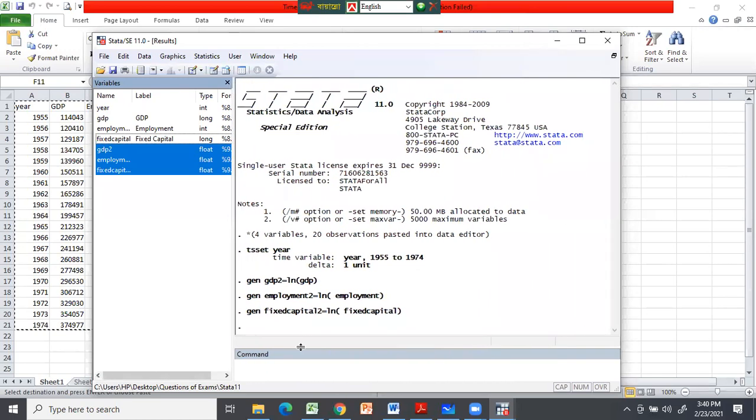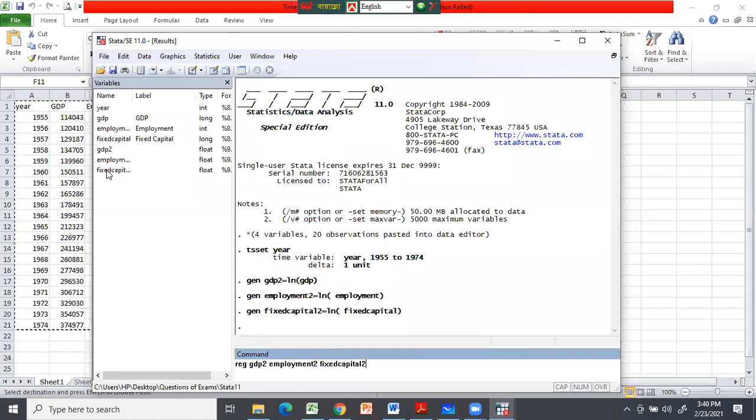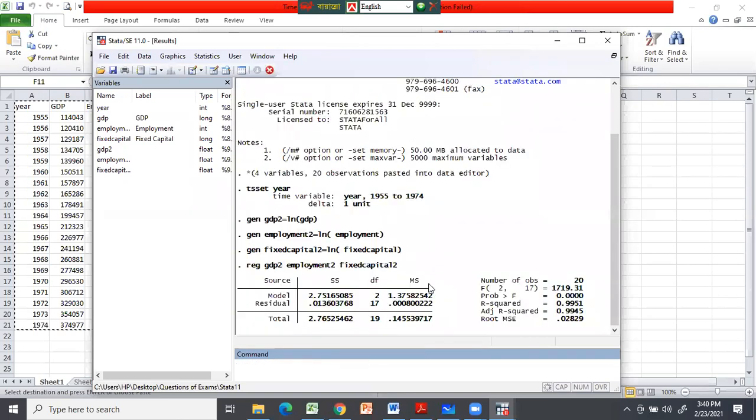Yes, sir. Now you have to run the normal regression command. REG stands for regression. Your dependent variable is the log of GDP, which is showing the log of total production or output of the economy. Your independent variables are the two inputs of the output in the economy. One is the log form of employment2, and another one is the log form of fixed capital. And then press enter.